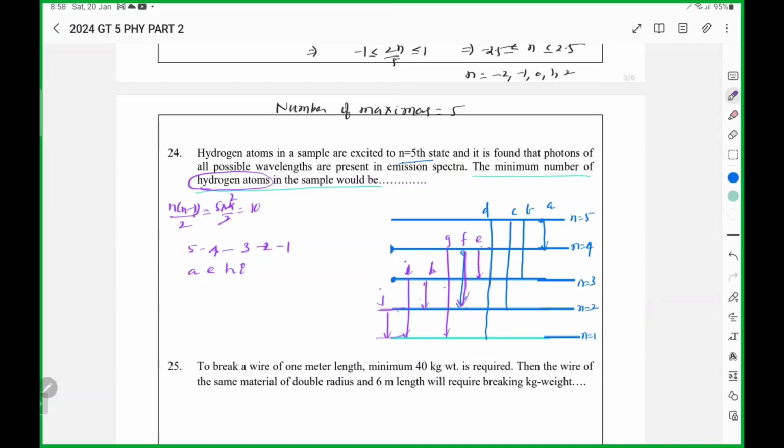So now these possibilities, it's J, right? Ruled out. This can be done by one atom. About the next one, that is fifth to 3, and 5 to 3, and then 3 to 1.